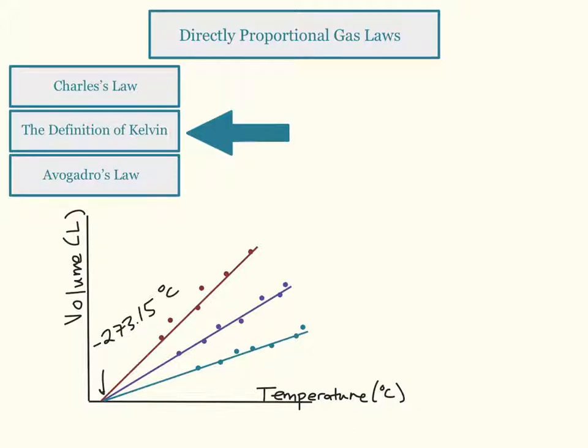In 1848, a scientist named William Thomson, who was later given the title Lord Kelvin, realized the importance of this phenomenon. Since obtaining a volume of less than 0 is impossible, it follows that a temperature of these gases cannot go below negative 273.15 degrees Celsius. This temperature became a basis of a new temperature scale, named after Lord Kelvin, where 0 Kelvin is defined as absolute zero.